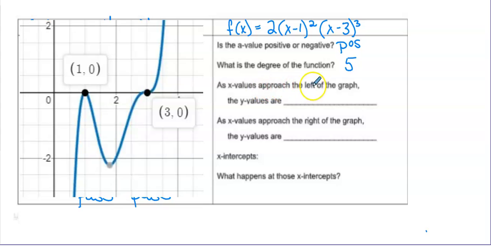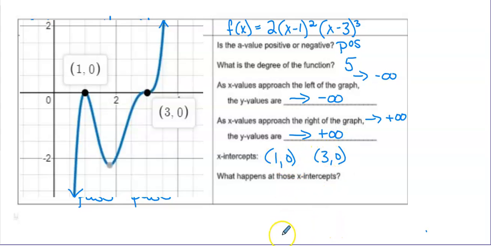As x values approach the left of the graph, in other words, as x approaches negative infinity, what does y do? Here's my left side right here, so it's going this way. What is y doing? Y values are approaching negative infinity. As x values approach positive infinity, y values are also approaching positive infinity.